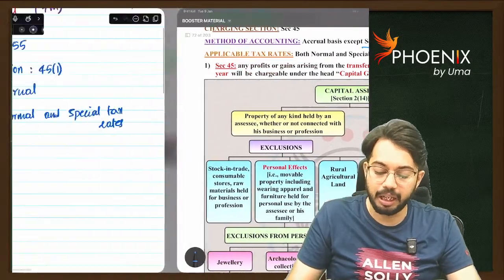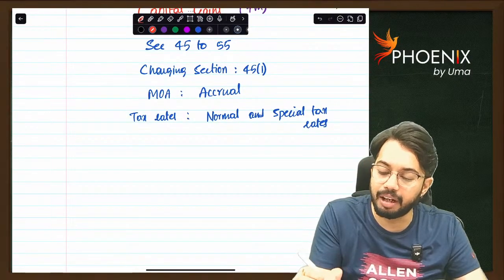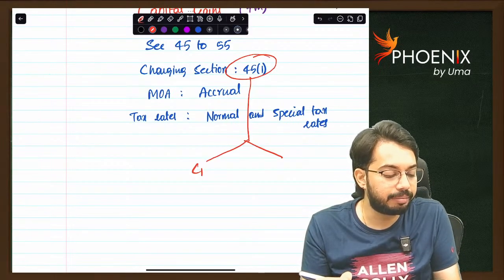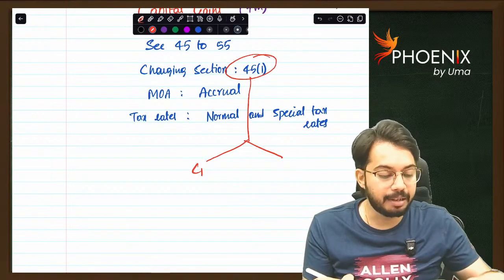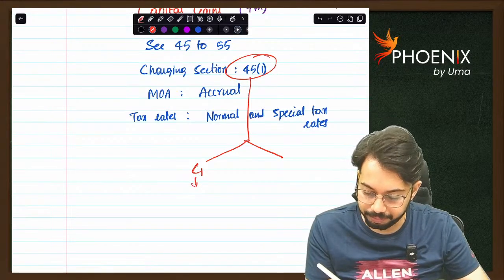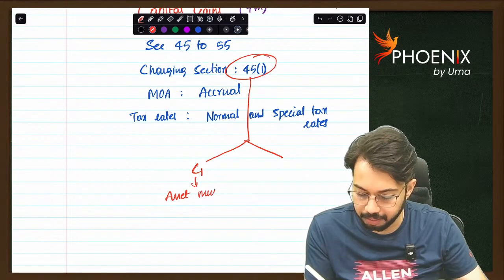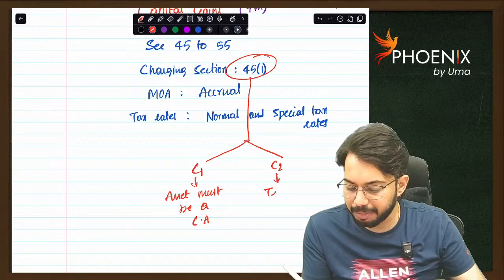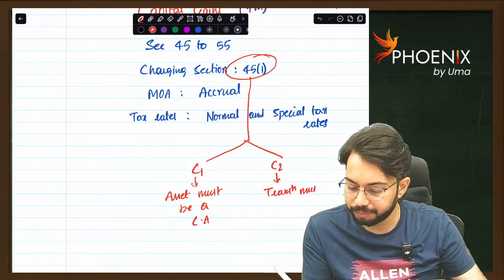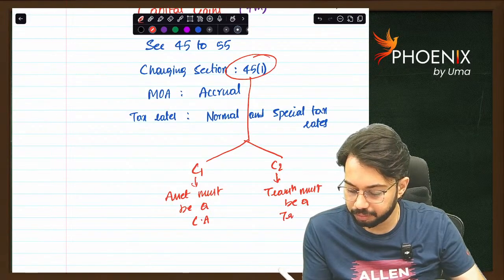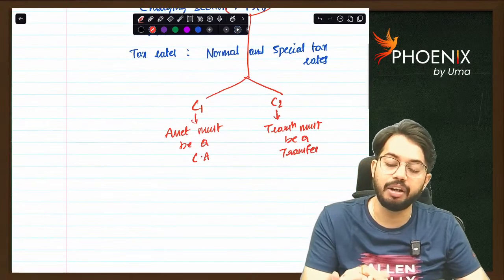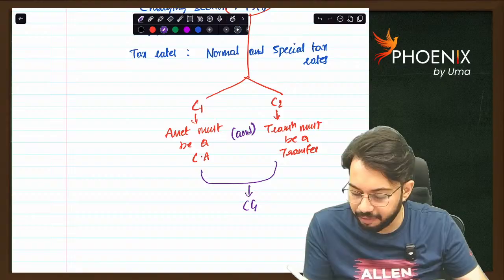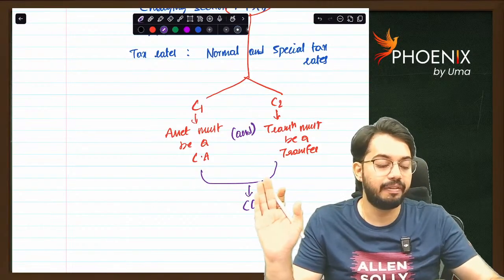Next. See, there is a charging section, section 45(1). Charging section 45(1) prescribes two conditions. Condition 1, asset must be a capital asset. Condition 2, transaction must be a transfer. The conjunction is 'and'. Only if these two conditions are satisfied, then only capital gains will get attracted. Otherwise, capital gains will not get attracted.